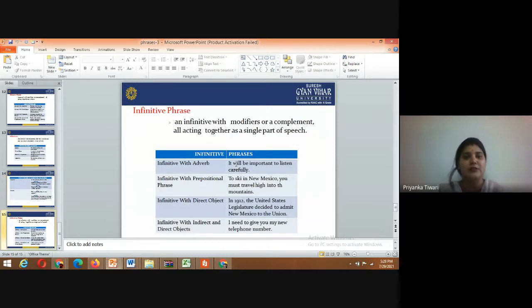Now the infinitive phrase: an infinitive with modifiers or a complement, all acting together as a single part of speech. Infinitive with adverb, infinitive with prepositional phrase, infinitive with direct object, infinitive with indirect and direct object. It will be important to listen carefully to the sky in New Mexico. You must travel high into the mountains. In 1912, the United States legislature decided to admit New Mexico to the Union.